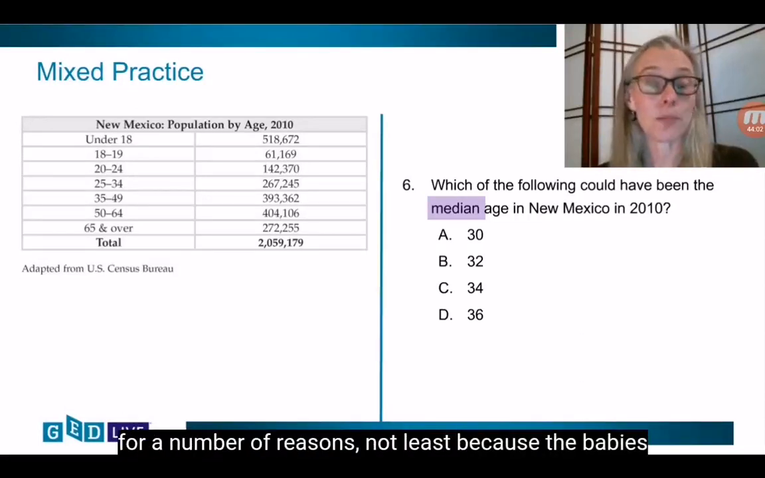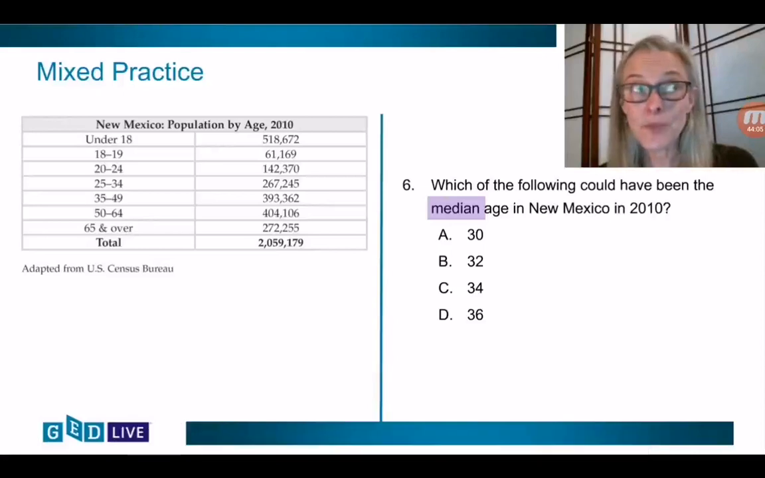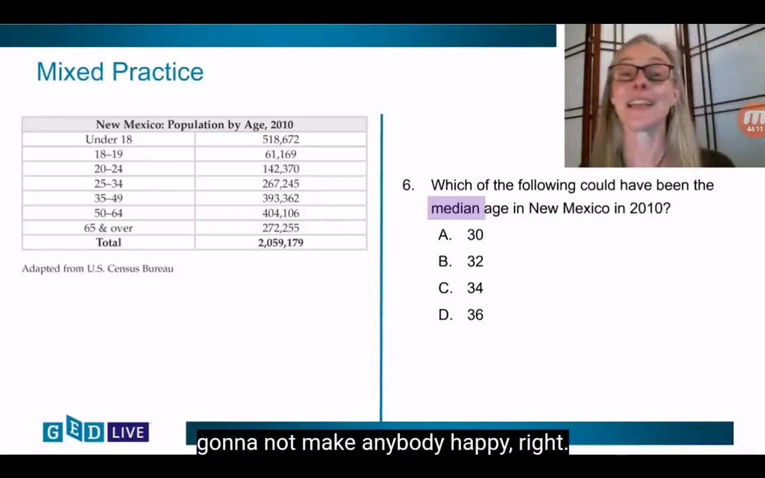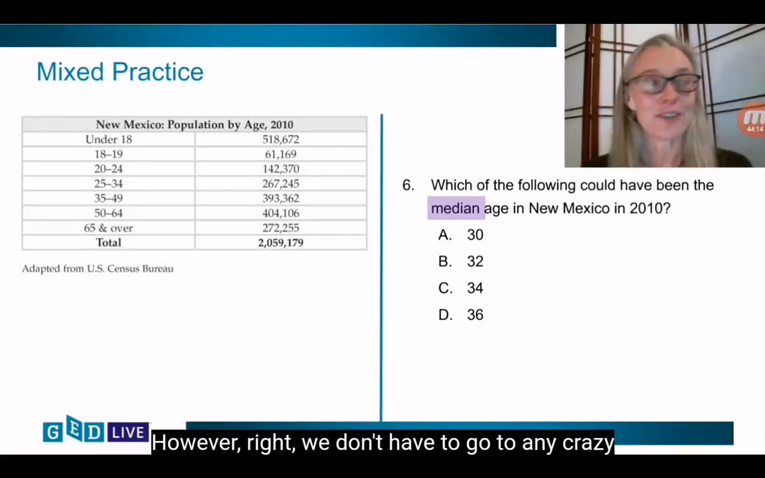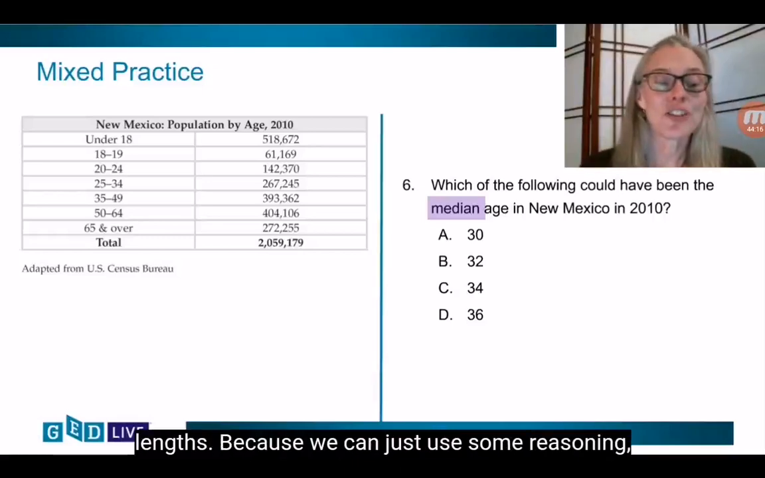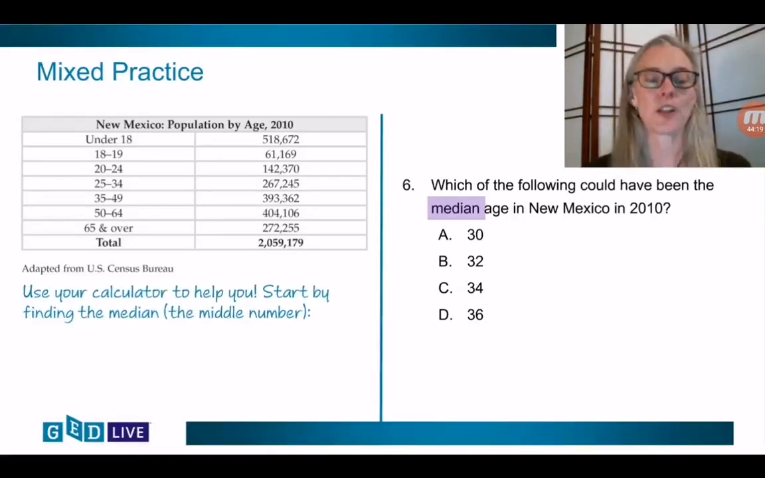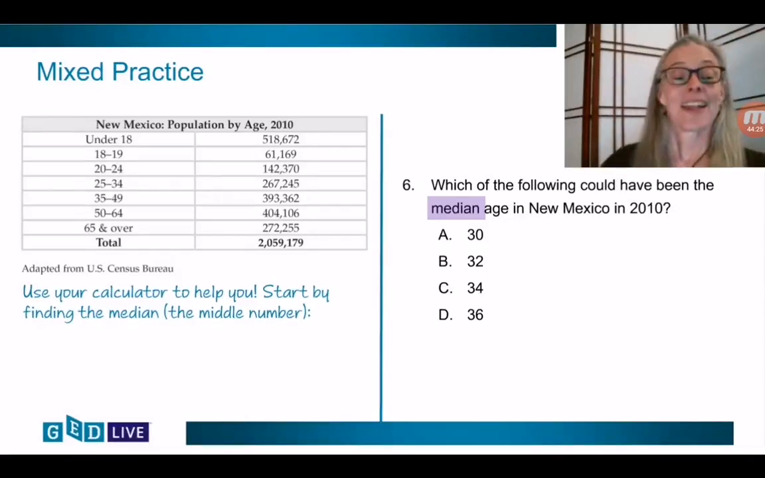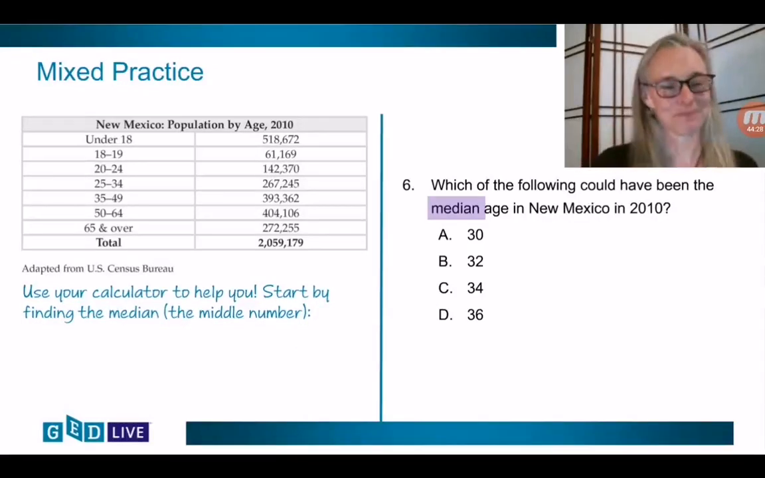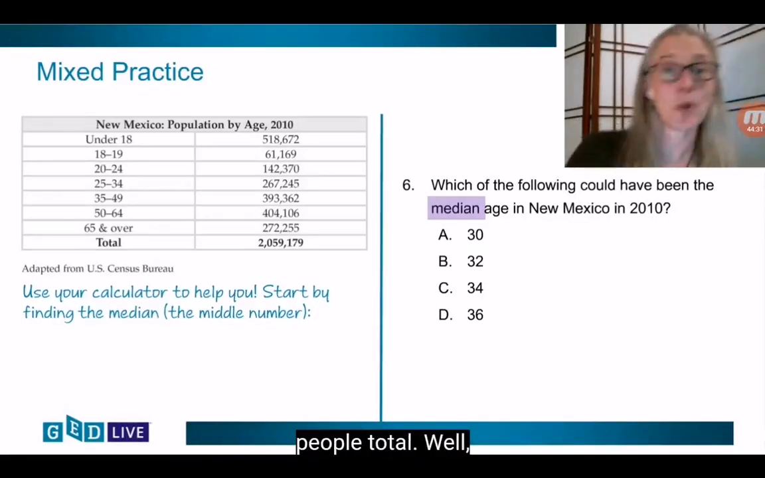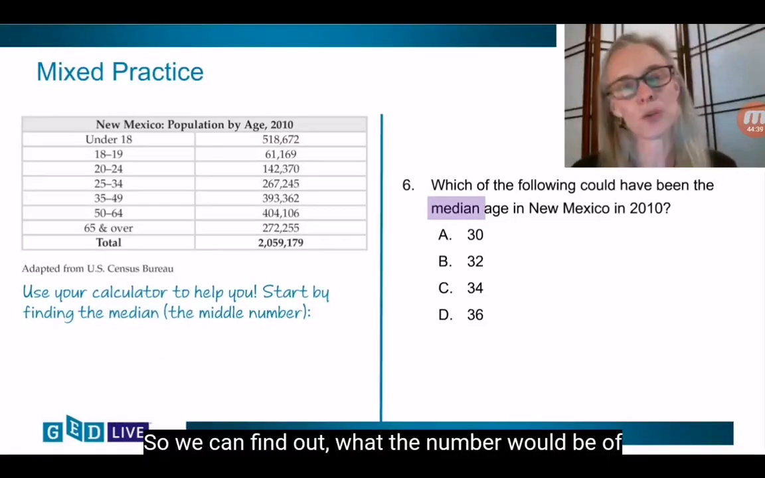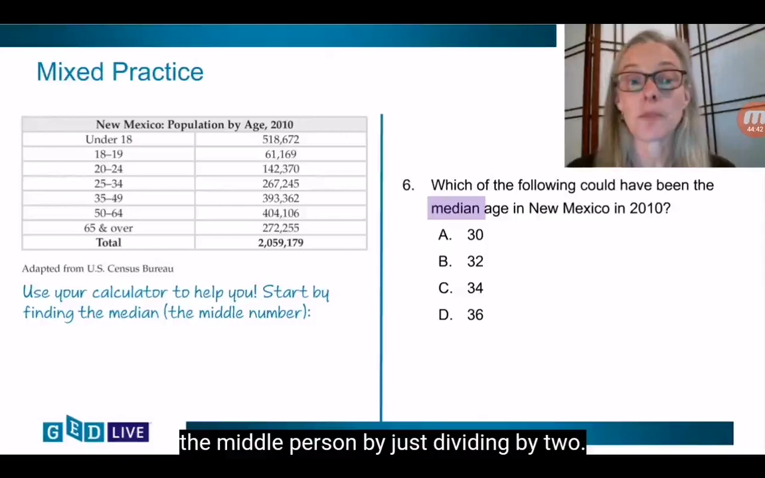That's impractical for a number of reasons, not least because the babies would all be by themselves at one end and the moms will be somewhere in the middle, far, far away, and that's going to not make anybody happy. However, we don't have to go to any crazy lengths because we can just use some reasoning, use some math, figure this out using the calculator, which you do have access to. If we know that there are 2,059,179 people total, well, halfway through that list is the middle person. So we can find out what the number would be of the middle person by just dividing by 2.